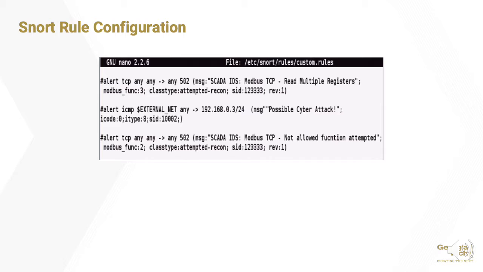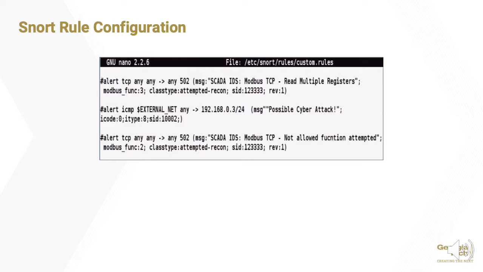This is how a Snort rule is configured. A text editor like Vim or Nano can be used to set up new rules or modify the existing ones. The rules are by default deployed in the custom.rules file in the /etc/snort/rules directory. As you can see here, further rules have been implemented for each case.